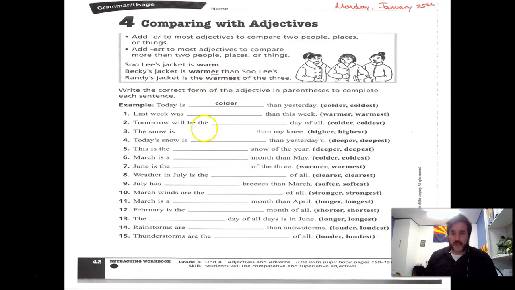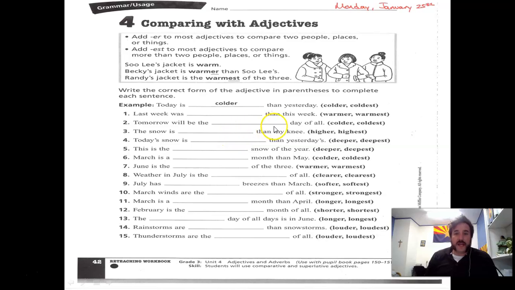Let's do the first two together. Last week was blank than this week. Is it warmer or warmest? Again, decipher here how many things are being compared? Well, we've got last week and this week. That's two things, right? Last week is being compared to this week, two things. So I'm going to use the ER. Last week was warmer than this week. Well on your way. Let's do number 2.